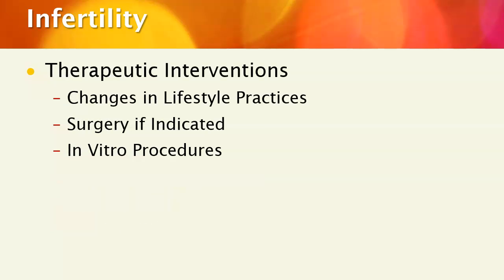Therapeutic interventions. Once we find out what their lifestyle practices are, we might want to talk to them about a change in their lifestyle practices. It's not uncommon for a lot of adults to not fully understand how the reproductive cycle works. We may have to do surgery if indicated. And then there are in vitro procedures, and I'll talk more about that with the female reproductive system.